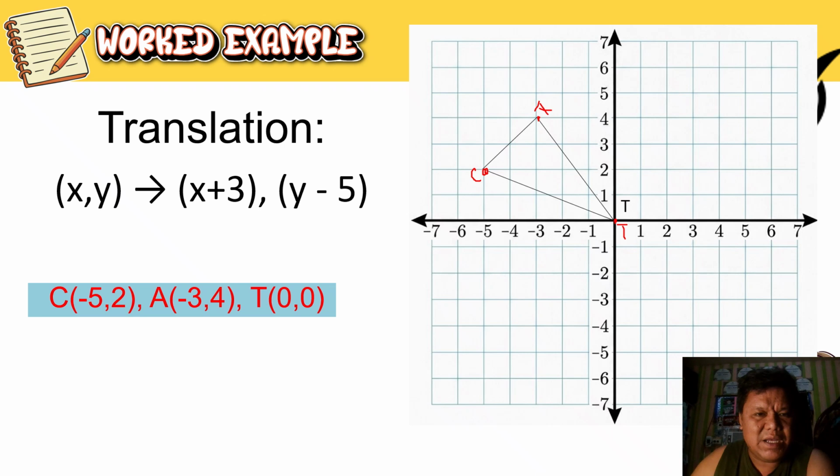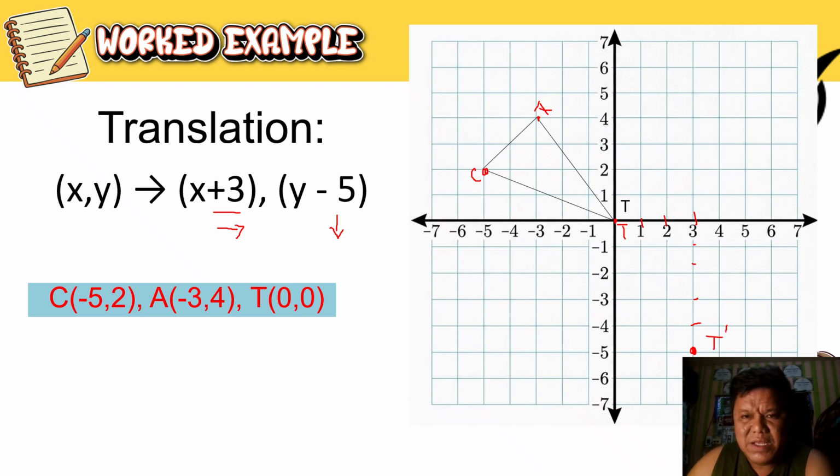Since it is x plus 3, y minus 5, and it is positive, we move to the right. So x, or the value h, is to the right, then y minus 5, so the value of y is -5, so it goes down. So we count 3. Let's start with T. So 3: 1, 2, and 3. Then 5 down: 1, 2, 3, 4, and 5. So this is now our T.